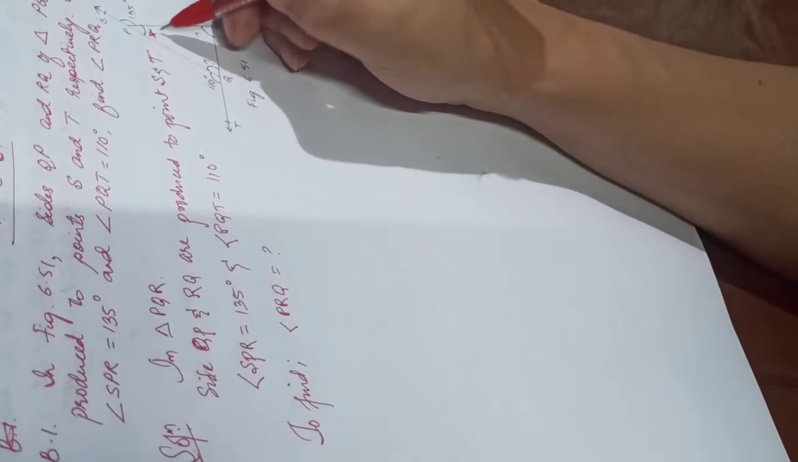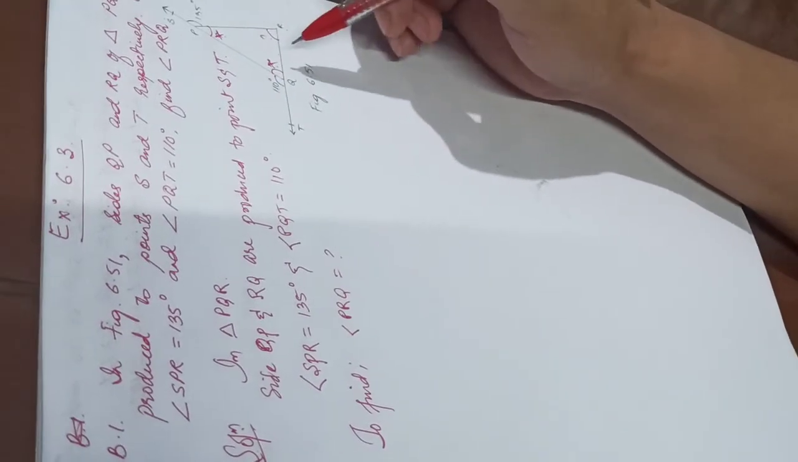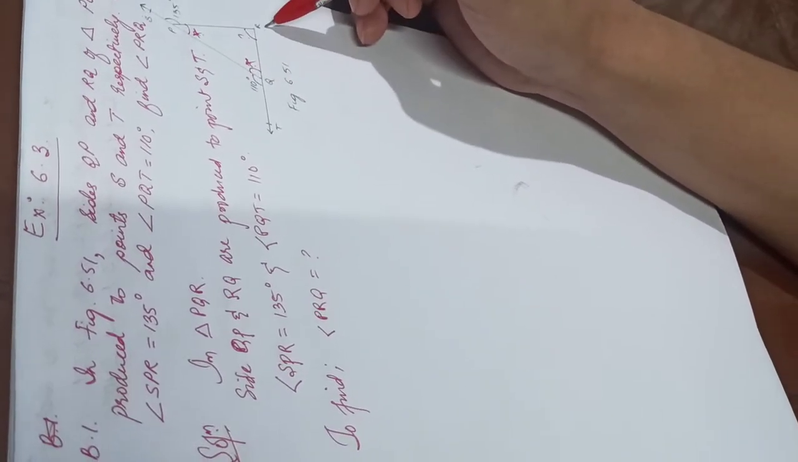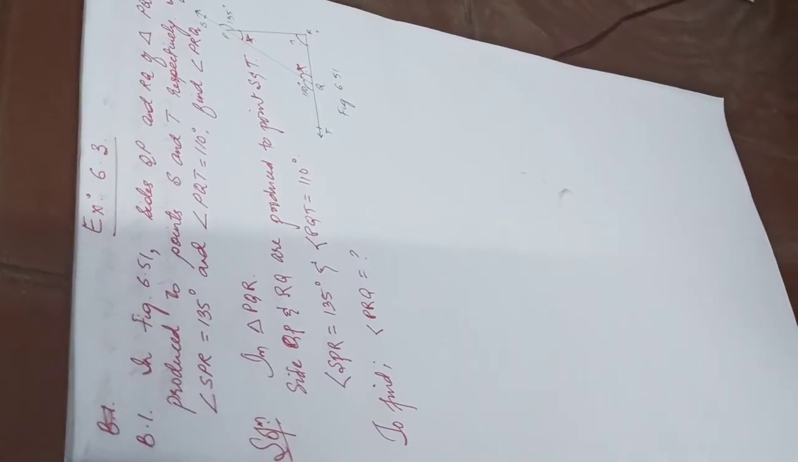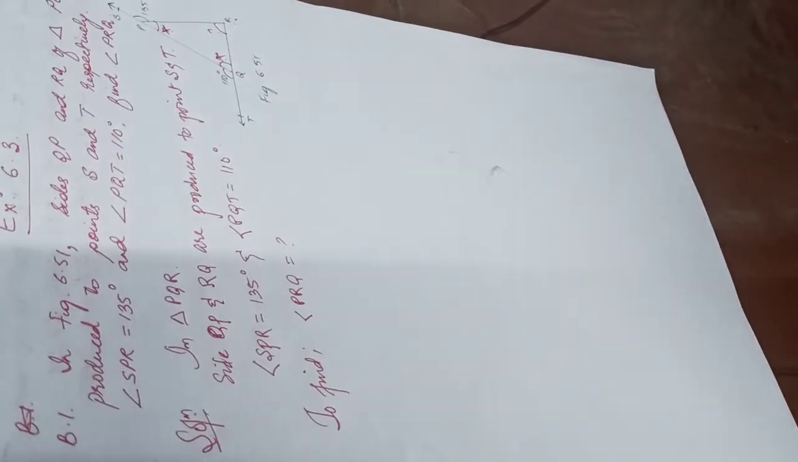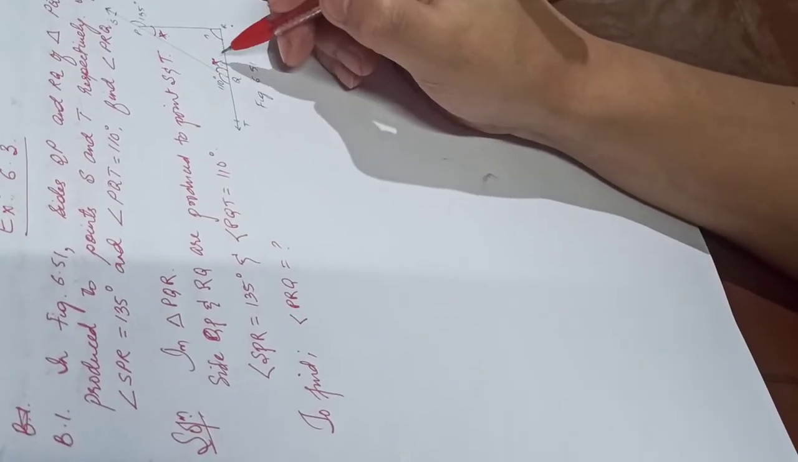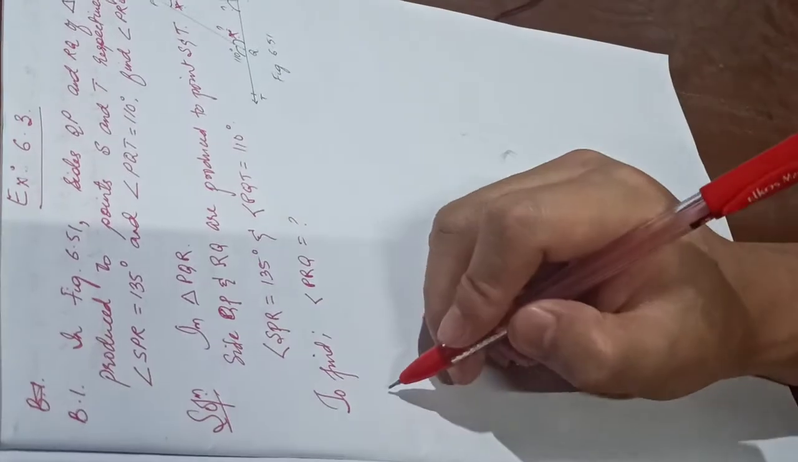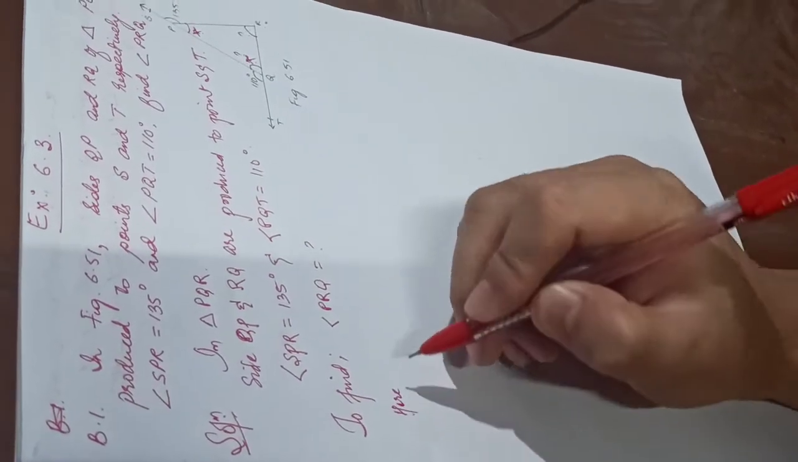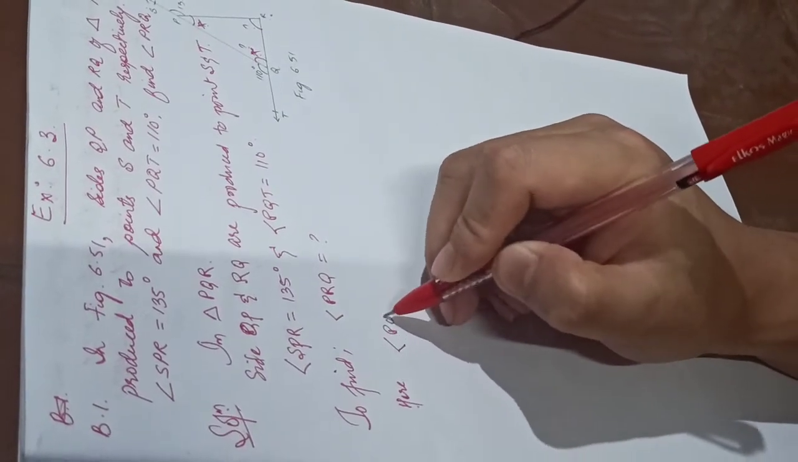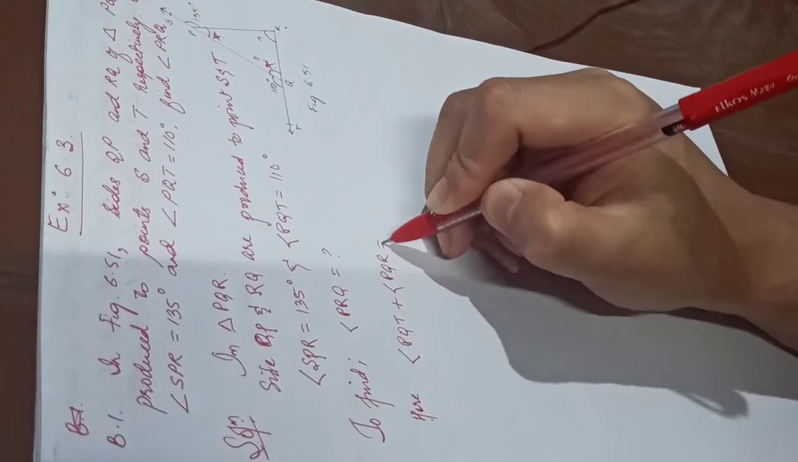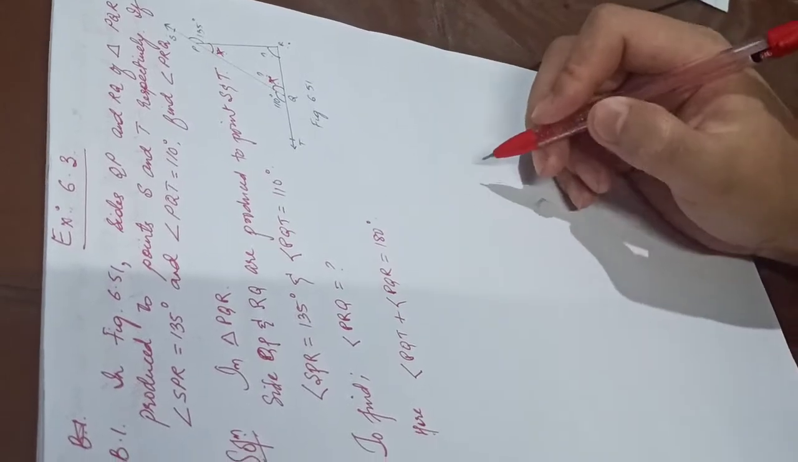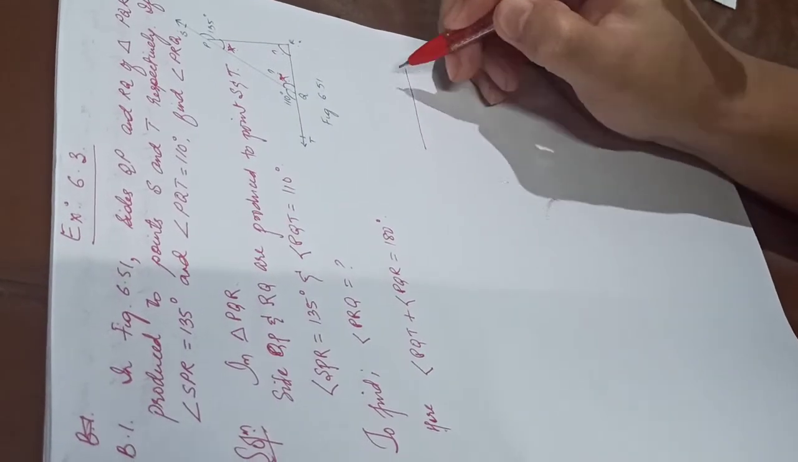Okay, let's put an X here. So you can either calculate angle PQR or angle QPR. The choice is yours. In this case, I'm going to calculate angle PQR. So you write down here: angle PQT plus angle PQR will be equal to 180 degrees. Why is that so? Because let me show you here.